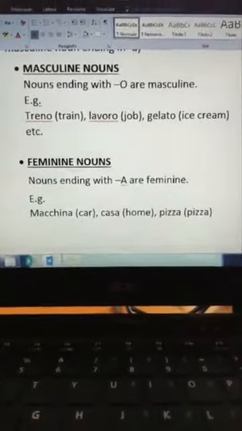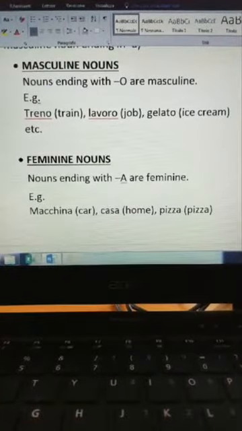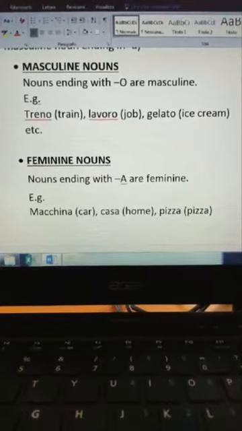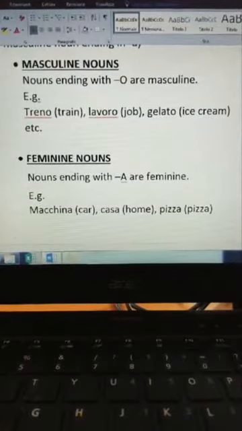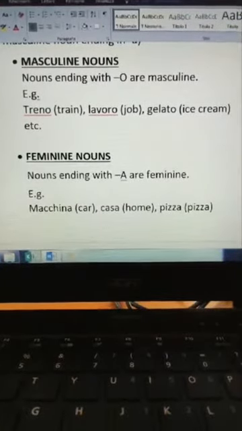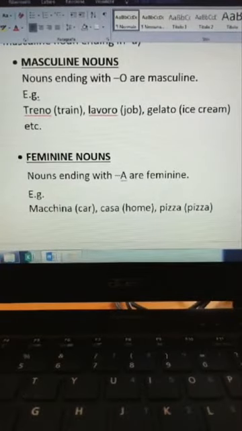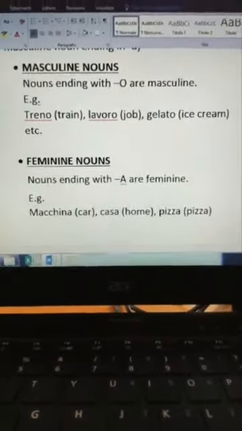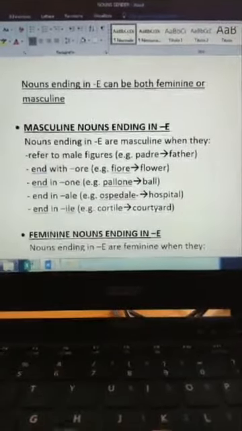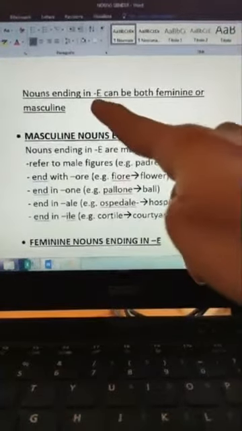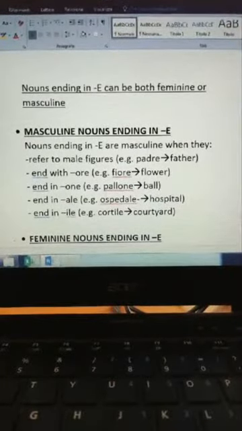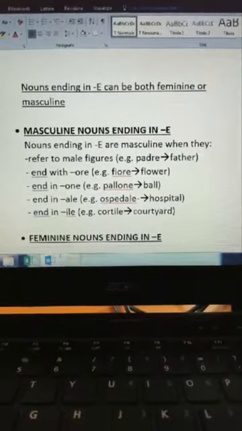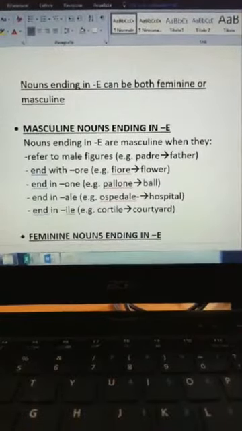So, nouns. We said that in general Italian nouns end with vowels. If they end with the O, they are masculine. This is, of course, the singular form, it's not a plural. If they end with the letter A, they're feminine. But there are also some words that end with the letter E, and they can be both feminine or masculine. So here now I show you the general rule to learn which nouns ending in E are masculine and which ones are feminine.